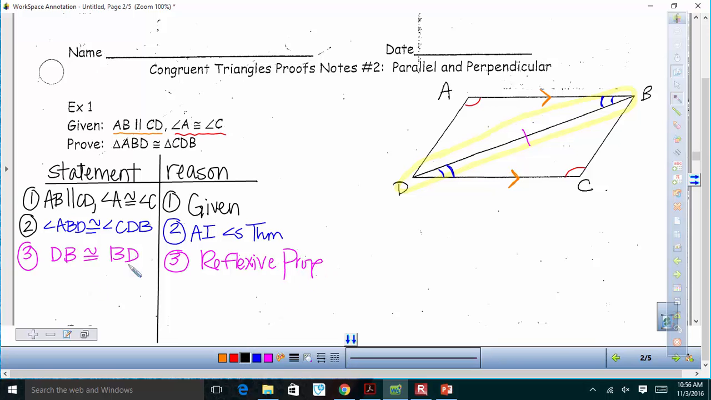Okay, and so our fourth step, now that we have an angle and a side, is to prove how these are congruent. So I'm going to go ahead and write my proof. Remember, write it just like this. So triangle ABD is congruent to triangle CDB. Okay, and what is the theorem? If we have two angles and a side, angle, angle, side. Very good.